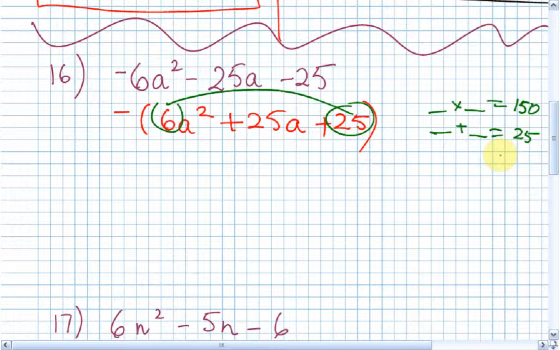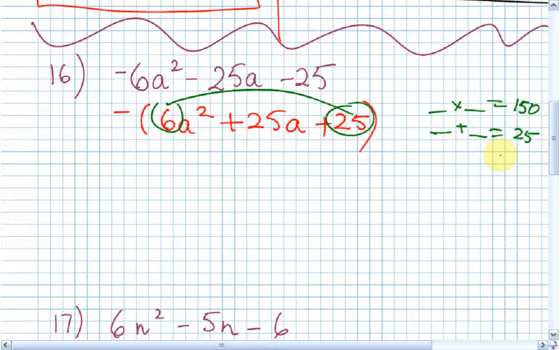What's the combination? Anyone have a combination here for me? What is it, Millie? What times what gives you 150? 150 is 10 and 15. Good. 10 and 15. Good.